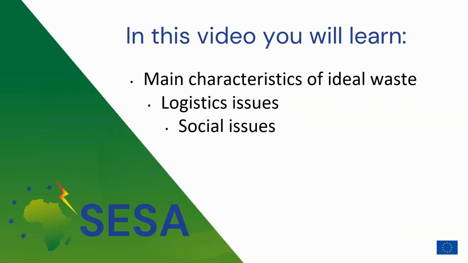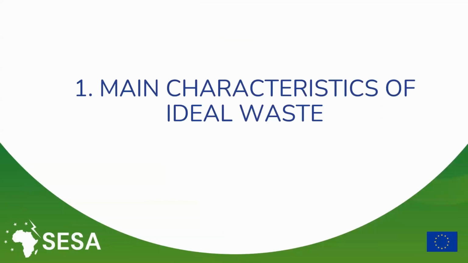In this video, you will be able to see the main characteristics of ideal waste, some logistic issues that must be faced by the people who collect this waste, and the main social issues that can be found when using some kinds of residues. In the first part of the presentation, we are going to cite and explain the main fundamental characteristics that a waste must have to be used as a raw material to obtain biogas.